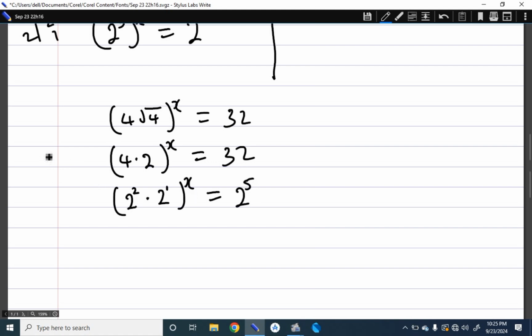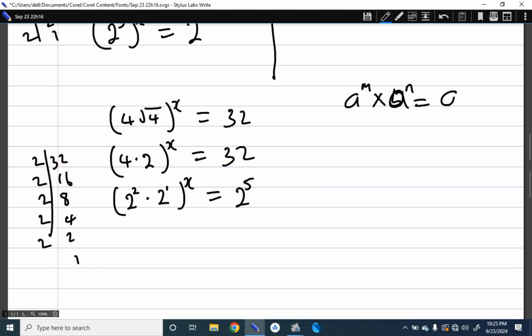Like I showed you, if you want to find it, you come here and say 32, 2 divide is 16, 2 divide is 8, 2 divide is 4, 2 divide is 2, 2 divide is 1. So I'm dividing with 2 and they are 5 in number. Now if you apply the law of indices that says a raised to power m times a raised to power n, what we do is take one of the base and add the powers, m plus n.